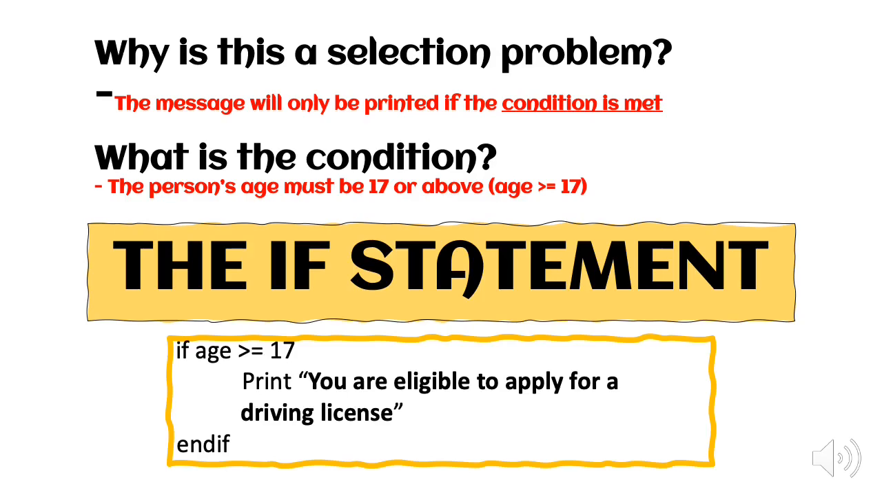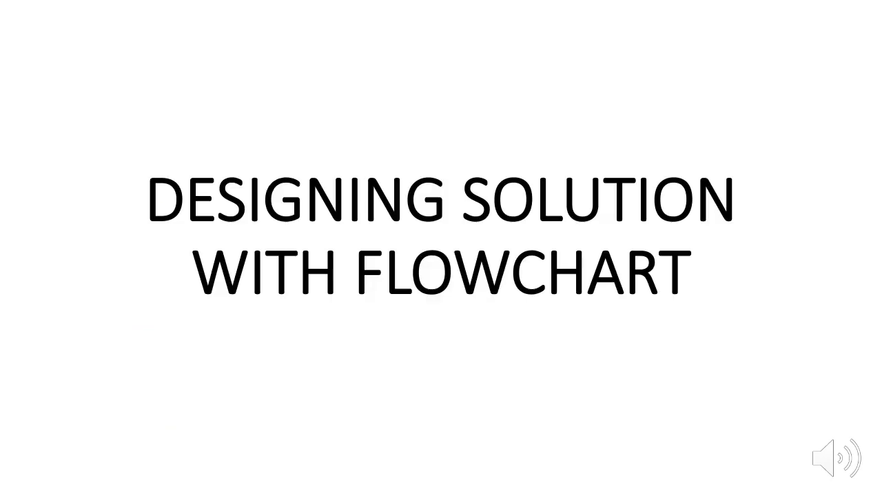So remember, this is a single selection problem, so you're going to use the single if statement. You're going to have the if and then proceed with the condition that you want to check, which is whether the age is more than or equal to 17. If it is true, you're going to print the message. And if you're writing the pseudocode, you have to write the end if to end the if block. So that is analyzing the problem and understanding the logic behind the problem statement.